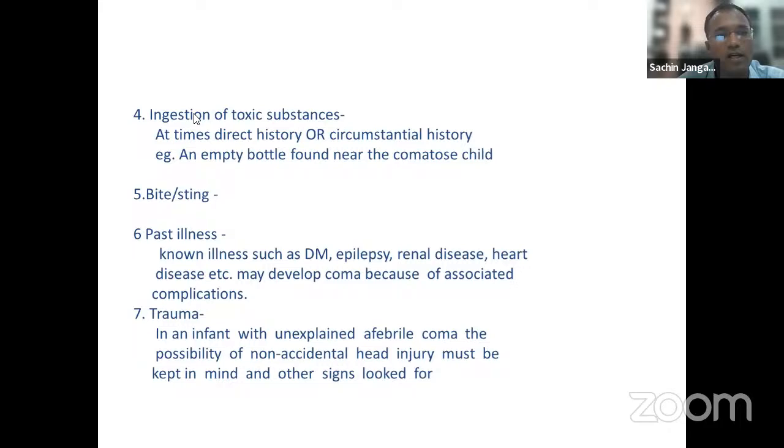You can get a history of ingestion of a toxic substance. At times, the direct history may not be available, but some circumstantial history may be available, such as an empty bottle found near the comatose child. There may be a history of bites or stings. Some patients may have past illnesses like diabetes mellitus, epilepsy, renal disease, or previous incidences where they had an altered sensorium. If there is a history of trauma, or any infant with unexplained or febrile coma, we have to consider the possibility of non-accidental head injury and child abuse.